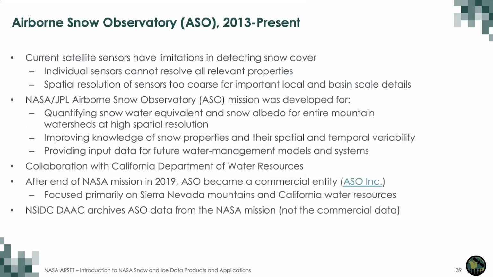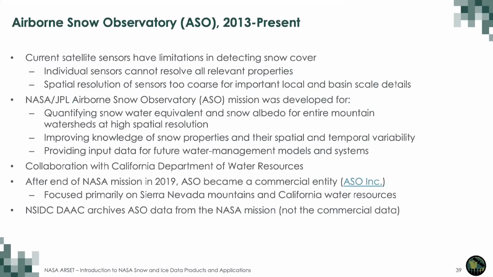All right, another mission that NSIDC DAAC has data for is called the Airborne Snow Observatory. I've talked mostly about satellite observations, and those are useful because they're continuously flying. We have a long history of data, but there's, as I mentioned, a lot of limitations in detecting snow cover from these satellite sensors. There tend to be individual sensors that can't resolve all of the relevant properties. The spatial resolution is still coarse for a lot of important local and basin scale details that are needed for water resources.